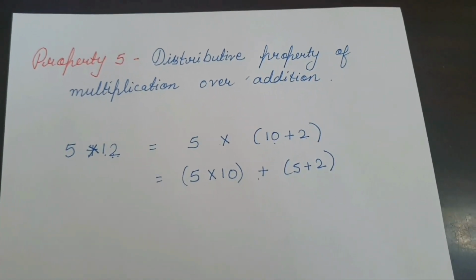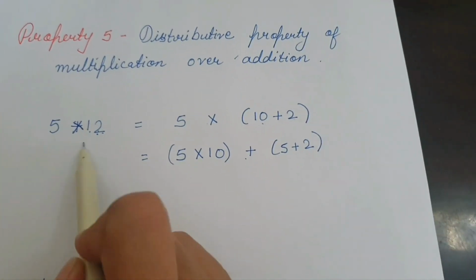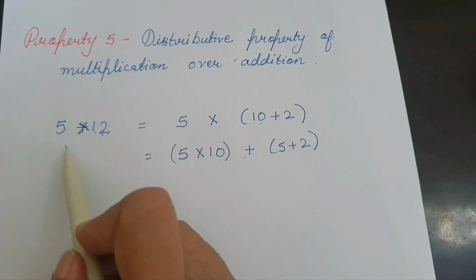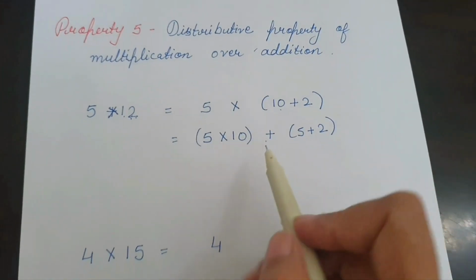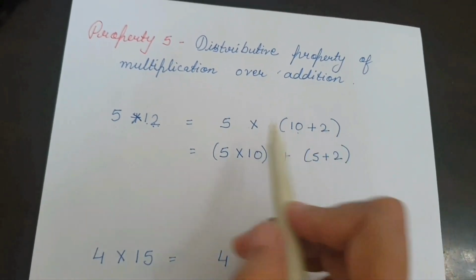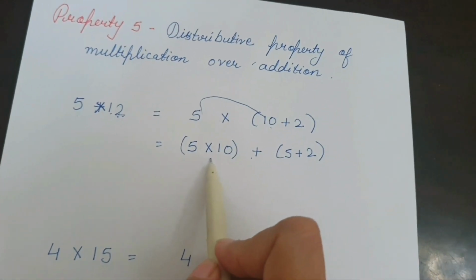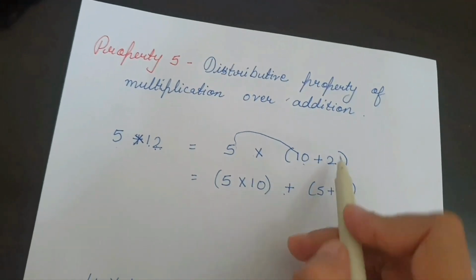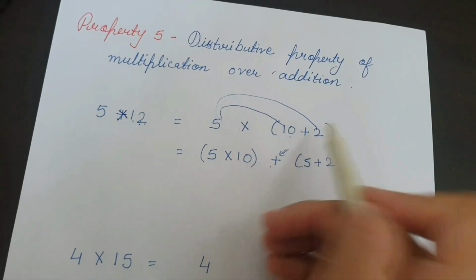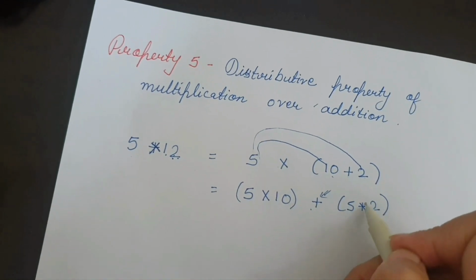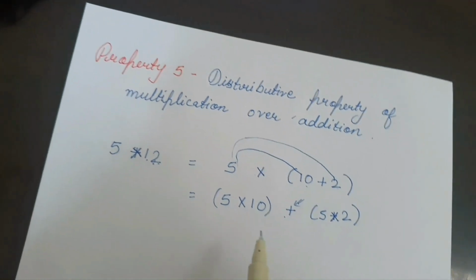So our fifth property is the distributive property of multiplication over addition. Now here you can see 5 multiplied by 12. It is given, we have expanded 12 and we have written it as 10 plus 2. Now see how to do this. 5 multiplied by 10 plus 2. First we have multiplied this 5 with 10. Here you can see I have multiplied 5. Then this plus sign will come here. And in the second step again this 5 we are multiplying with 2. So this is basically your distributive property of multiplication over addition.